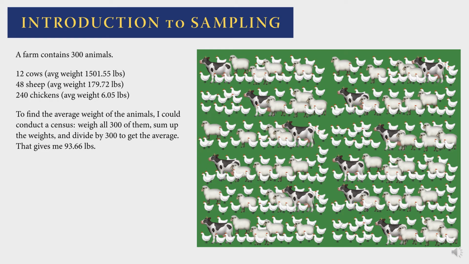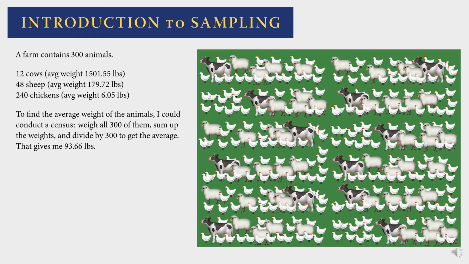Here's an example to demonstrate the difference between simple random sampling and stratified sampling. We have this farm, and on this farm are 12 cows, 48 sheep, and 240 chickens. I want to find the average weight, that is the mean weight of animals on this farm. So the 300 animals are my population. I'm going to sample from this population. To find the population weight, I'd take a census. I'd weigh all 300 animals, add up the weights, and divide by 300.